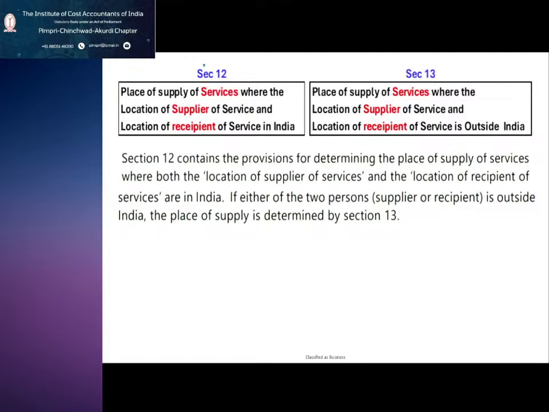So we have sections 12 and 13. Now this is very important and major here. What is the difference between 12 and 13? Sections 12 and 13 deal with services. In section 12 the location of supplier of service and the recipient of service are in India, and section 13 is where it is outside India.